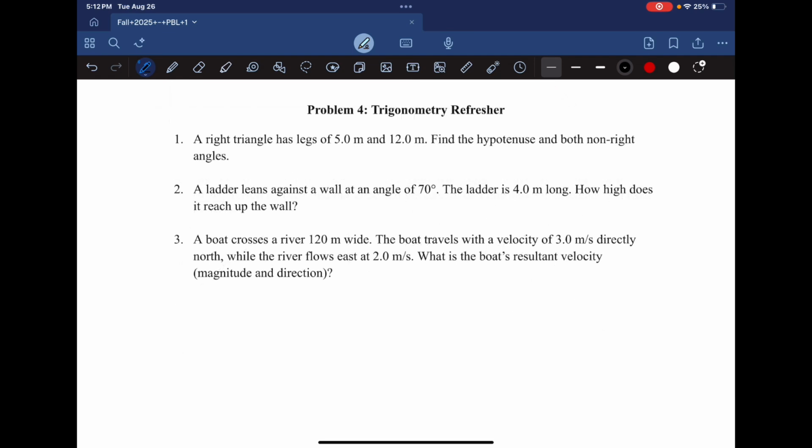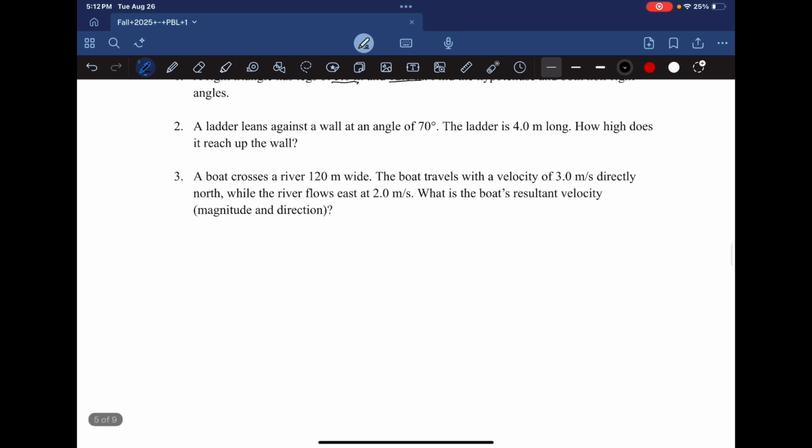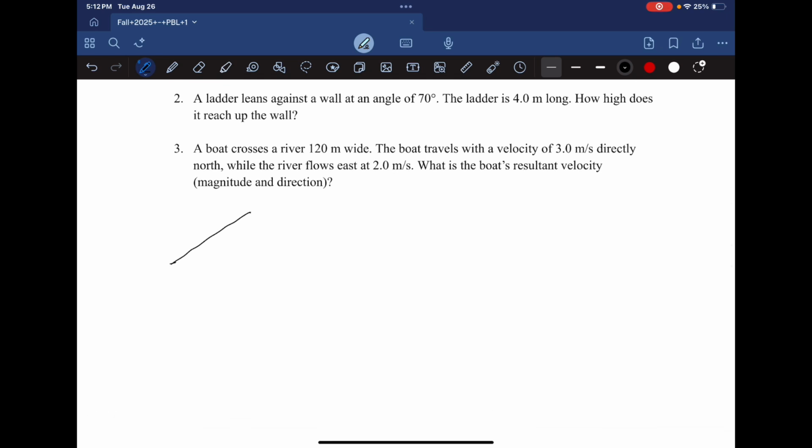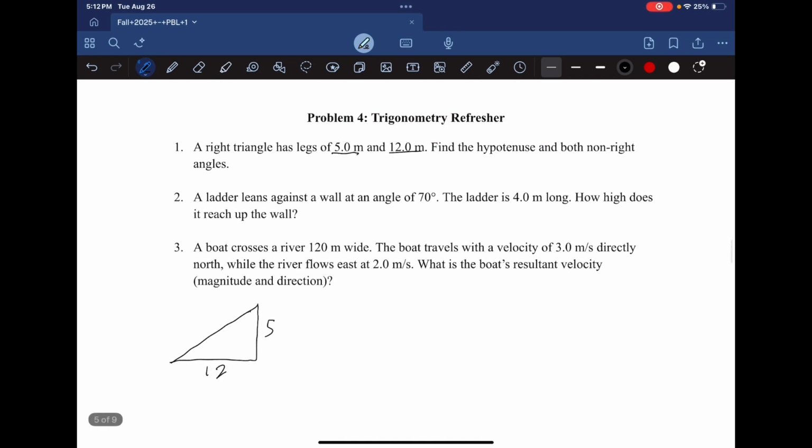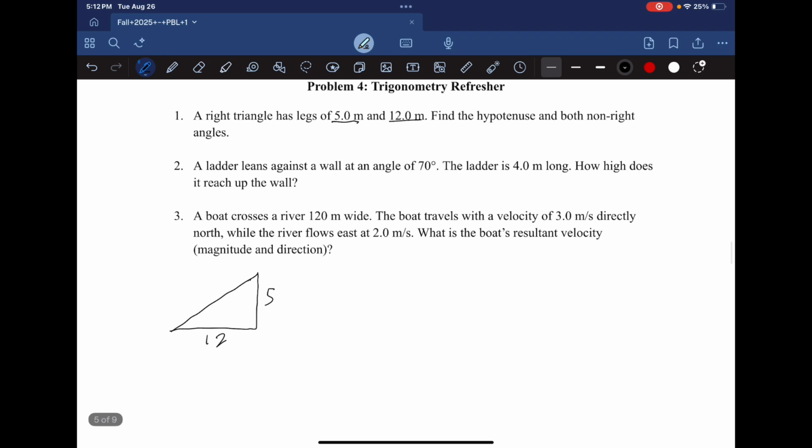Okay, so now we have a basic trigonometry refresher. We've got a right triangle with legs of 5 meters and 12 meters. It wants us to find the hypotenuse and both non-right angles. Anytime I'm dealing with trigonometry, I like to draw it out. So I'm going to draw it down here. Say that this is our 12 meters and this is our 5 meters. So it wants us to find the hypotenuse. We'll call that C. And then we'll call this one theta 1, and this one theta 2.